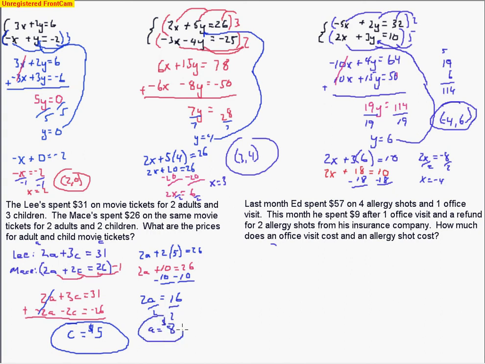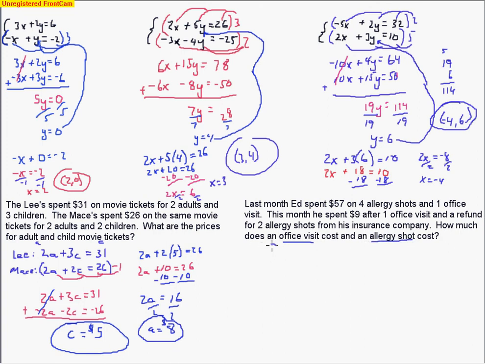So there it is. Look at the last one here. It talks about how Ed spent $57 on 4 allergy shots for one office visit. So that's a value equation. We just don't know the cost of these allergy shots, and that's what they're going to ask for. How much does an office visit cost, and how much does an allergy shot cost?